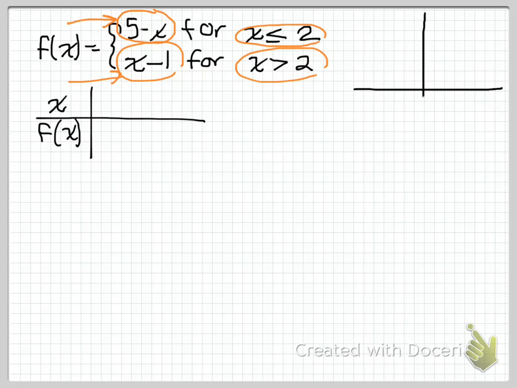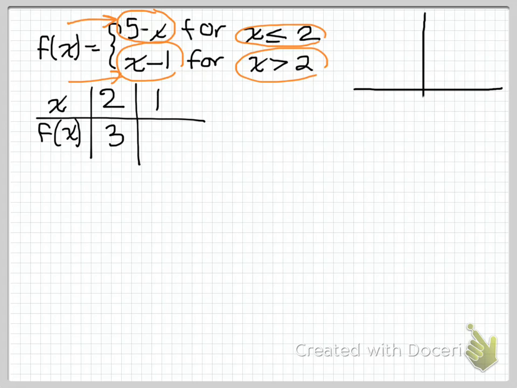So let's think about our values of x. If we look at our restriction, x has to be less than or equal to 2. So let's start with a value of 2 for x, and let's plug that into that equation, 5 minus x. So 5 minus 2 is 3. Now our restriction, remember, is that x has to be less than or equal to 2. So we can only go down from here.